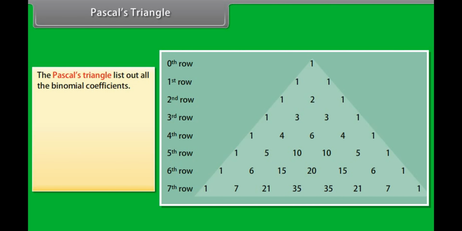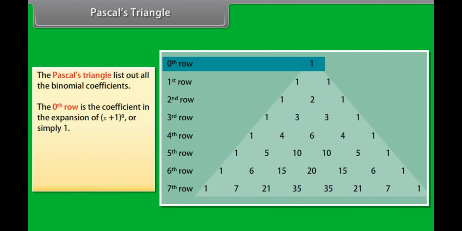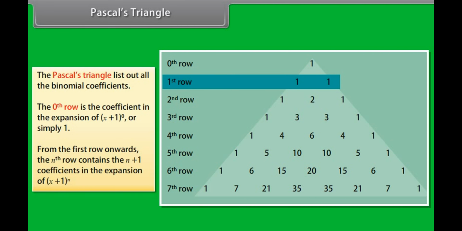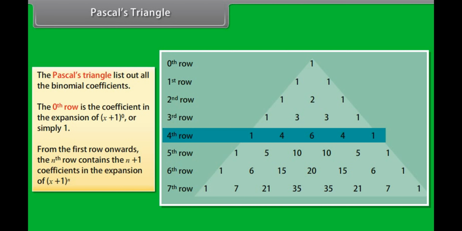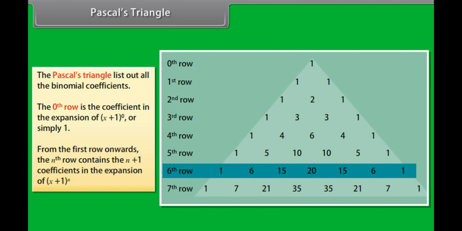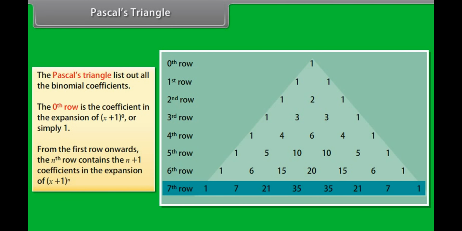Pascal's triangle. Pascal's triangle lists out all the binomial coefficients as shown in the figure. The 0th row is the coefficient in the expansion of (x+1)^0, or simply 1. From the first row onwards, the nth row contains the n plus 1 coefficients in the expansion of (x+1)^n.